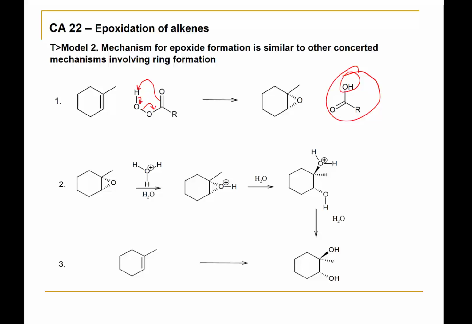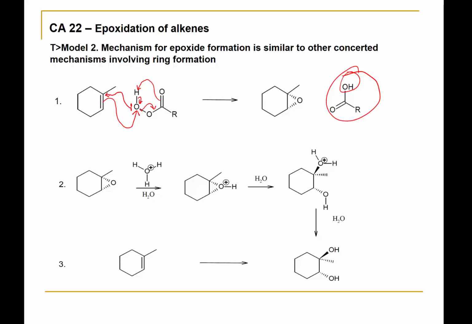I'm going to first of all write in a lone pair of electrons on this delta positive oxygen. And I'm going to show first of all an attack of our pi bond onto that oxygen, and then a back attack at one of the carbons that's involved in the carbon-carbon double bond. So again, this is kind of reminiscent of our formation of the halonium ion. So that's the mechanism there to generate our epoxide.